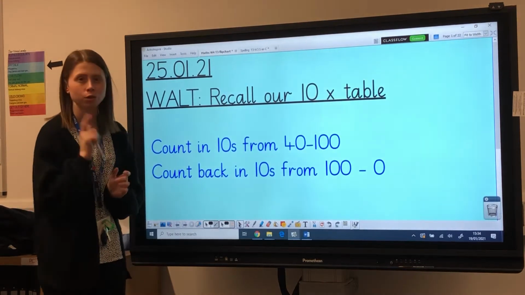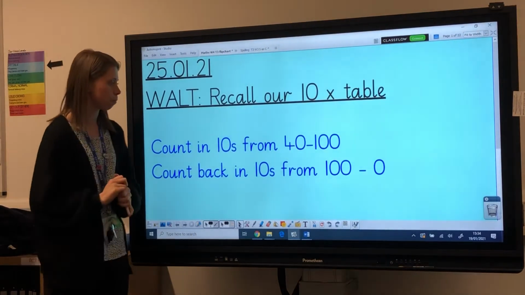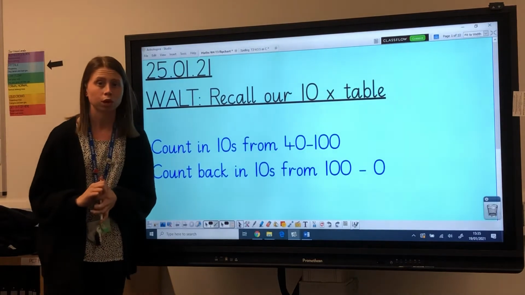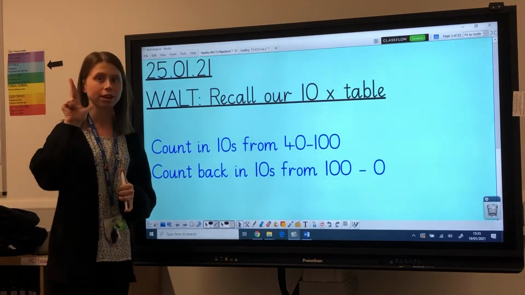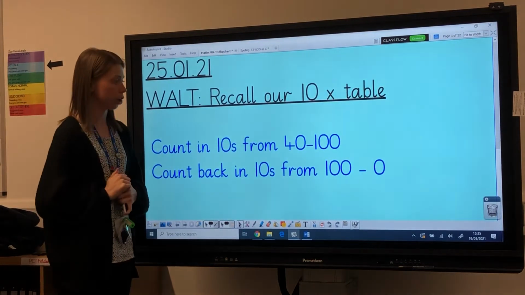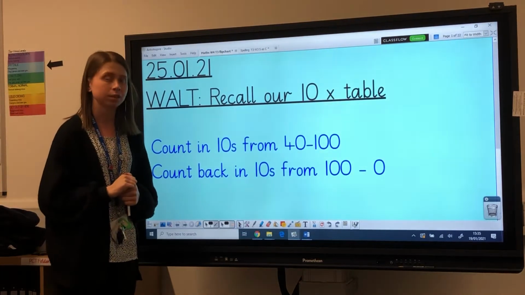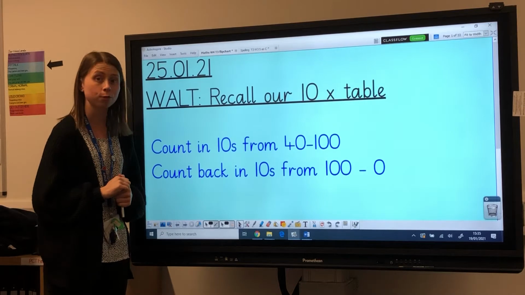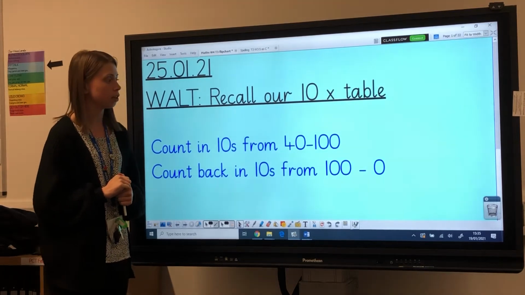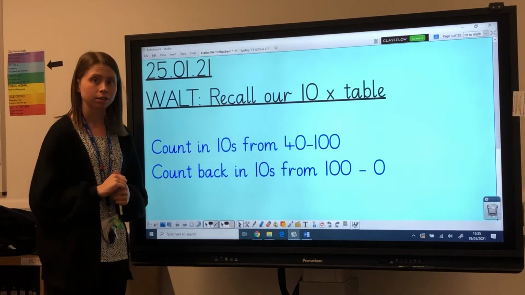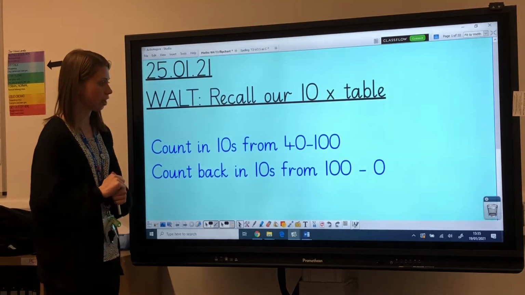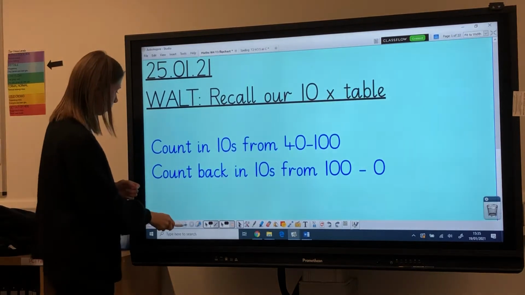Okay. Our next job is to count back in tens from 100 to 0. Now I know you're all brilliant at this. So after 3, we're going to count back in tens from 100 all the way to 0. 3, 2, 1. 100, 90, 80, 70, 60, 50, 40, 30, 20, 10, 0. Fantastic. Okay, let's get going with the input today.